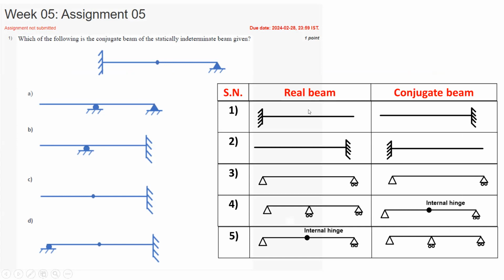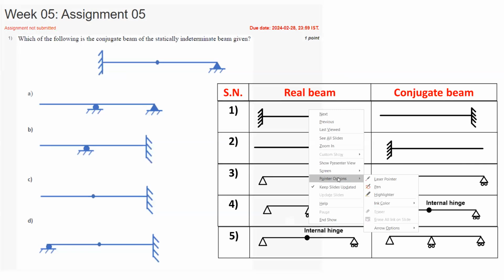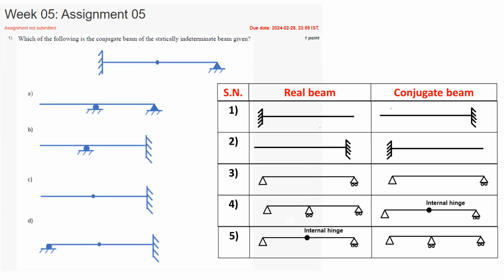What does it mean? If you have a fixed support, it becomes a free end. If your cantilever becomes fixed, then if you have a continuous support, it becomes an internal hinge. If your internal hinge becomes a continuous support. So mainly we are with 4. If you have a fixed support, that becomes a free end, and if you have a free end, that becomes a fixed support.